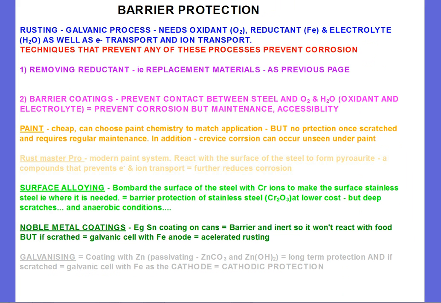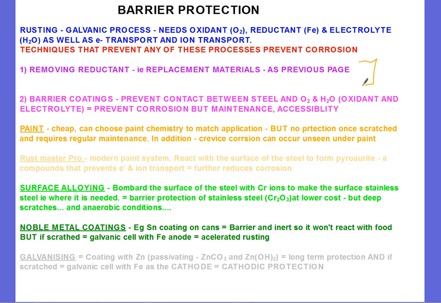But how do we protect steel against corrosion? We said that steel needs to be protected. Well, one way of protecting steel against corrosion is to basically just remove the reductant or remove steel altogether. And that's because corrosion is a galvanic process. It requires an oxidant, a reductant, electrolyte, and also electron and ion transport. And therefore, if you can remove any of those things, you stop the rusting process. And one way to stop rusting is to just get rid of steel altogether. And we talked about it on a previous slide, showing the metals that can be used to replace steel.